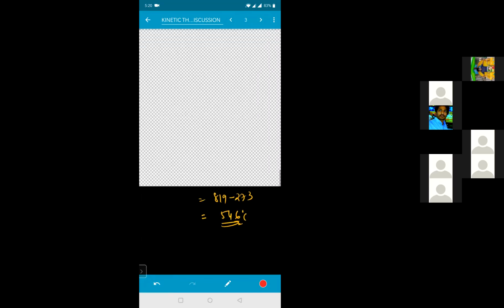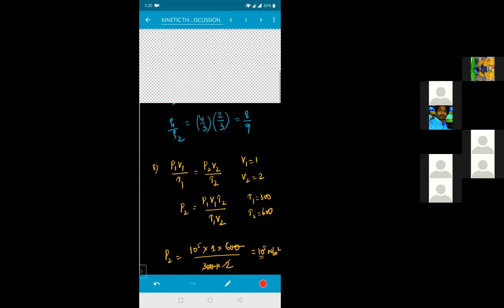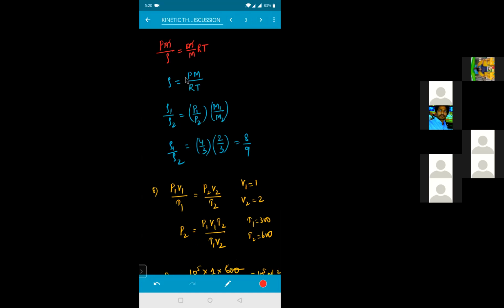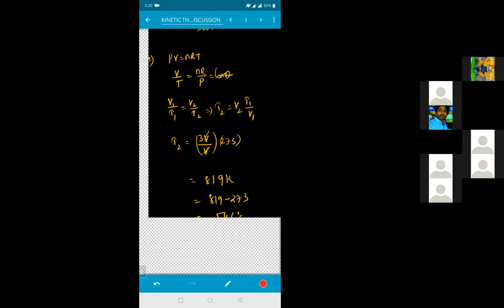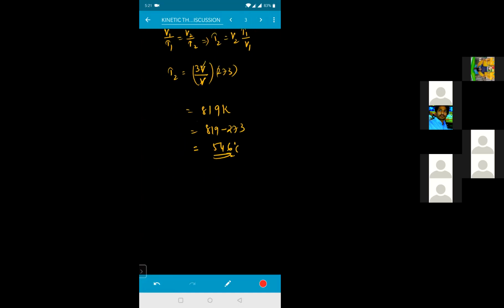I just wrote the formula in terms of density somewhere just now. In terms of density, the relation is rho equals PM divided by RT. You can use this relation directly. So I can use this directly here. Which question is this? Question number 12.